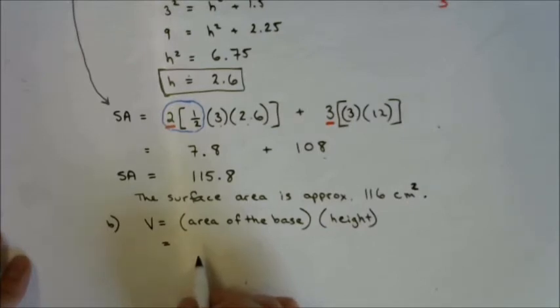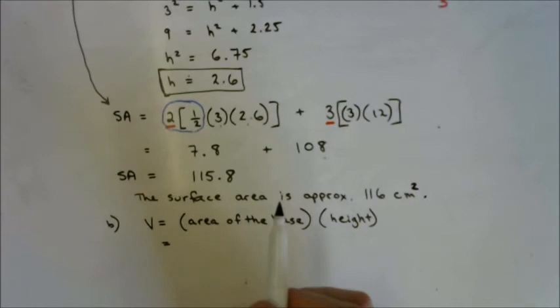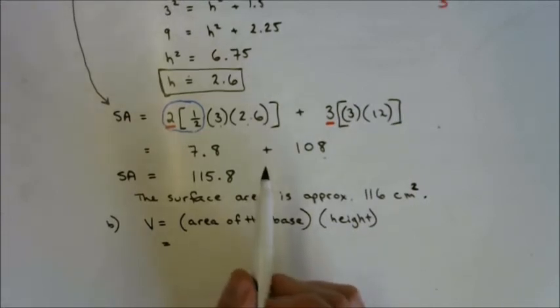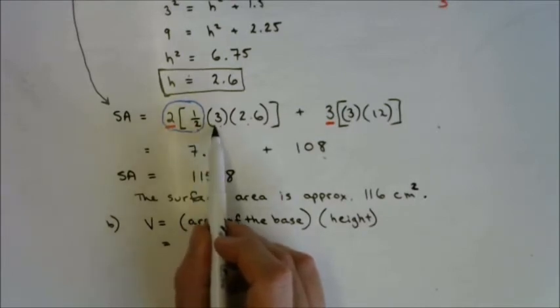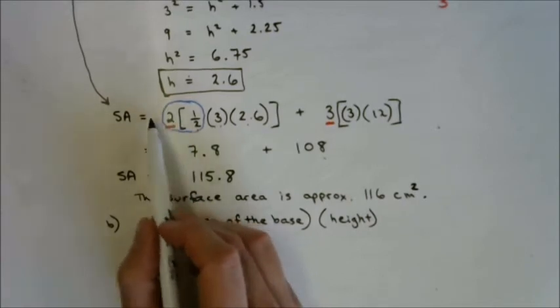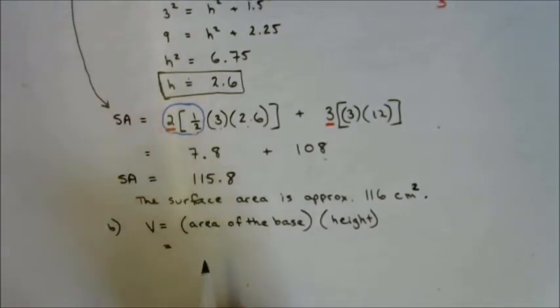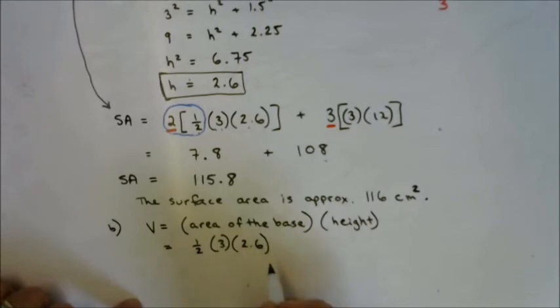So the area of the base, let's figure this out. The area of the base is the area of the triangle, which is right here already, 1/2 times 3 times 2.6. But this 2 is out here for surface area because we needed 2 times the area of the base. Now we just need the area of one of the bases of the triangle, so it's 1/2 times 3 times 2.6. 3.9. And we're going to multiply it by the height, which is 12.